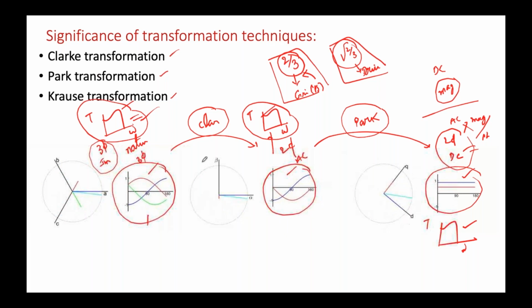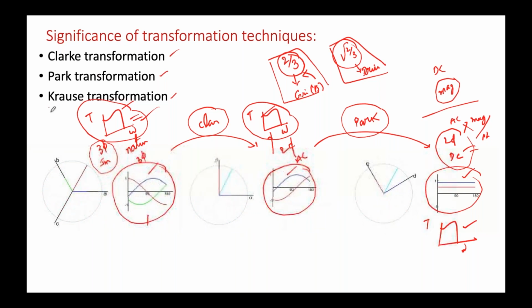In all cases, it is carrying the information without losing the information, with fewer control variables. It is trying to give the same information to the controller. That is the beauty of this transformation technique.